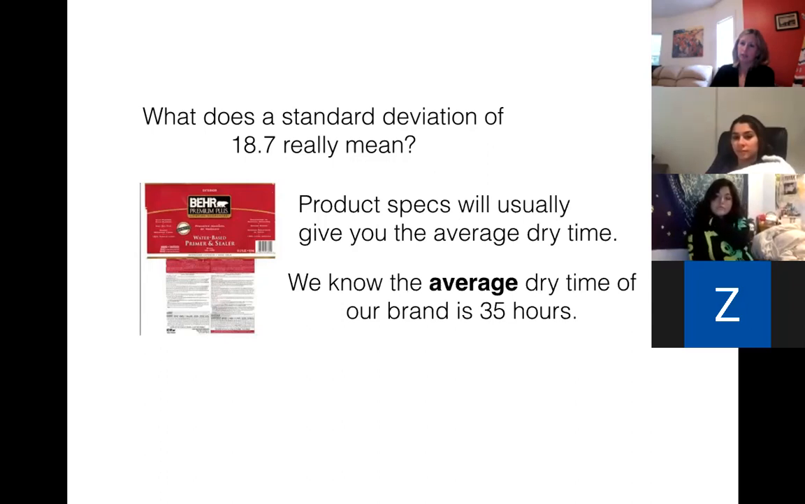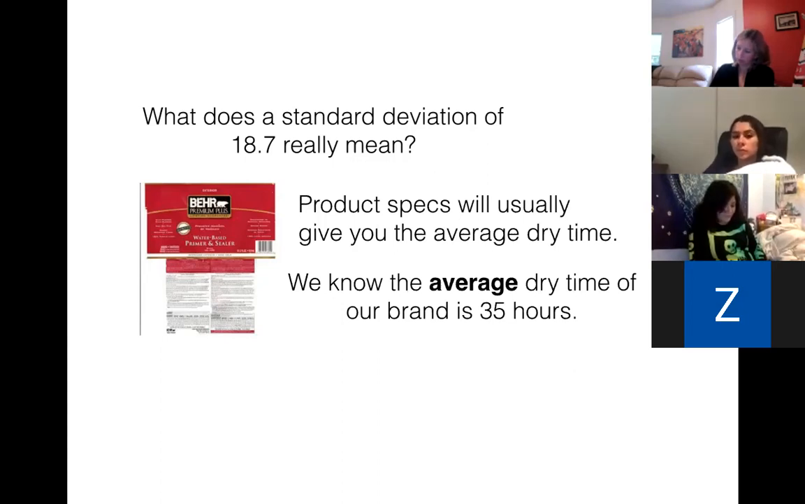It'll say it dries in an average of 35 hours. But we know that if we use the paint, it's not going to dry in exactly 35 hours because 35, after all, is an average. There's some give or take to it. And we would like to know, well, how much give or take is there? And the standard deviation is telling us your paint will dry within 18.7 hours of that average. Okay. Does that help? Yes.